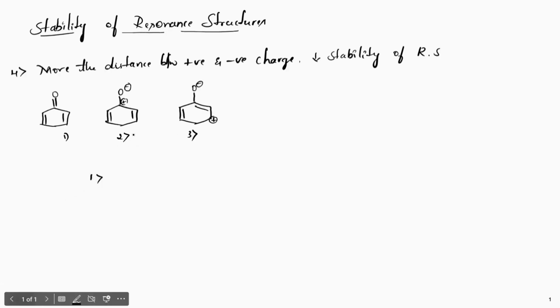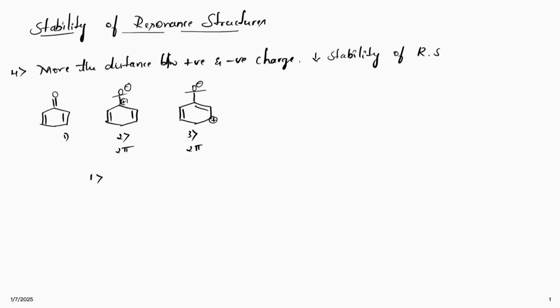Okay. Next, coming to the second rule, here we have 2 pi bonds. Here also we have 2 pi bonds. Based on this, you cannot decide the stability of the resonance structure. Coming to the third rule, that is negative charge present on the electronegative atom. Negative charge present on the more electronegative atom is more stable. So here in both the cases, negative charge is on oxygen. So we cannot decide the stability according to the third rule.